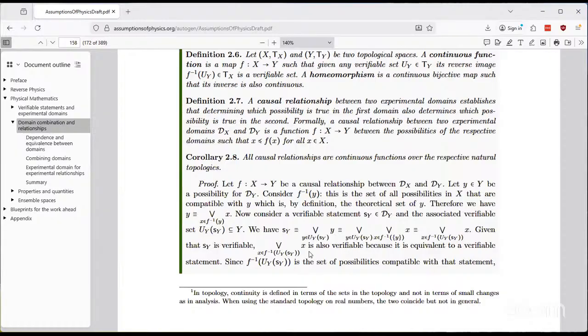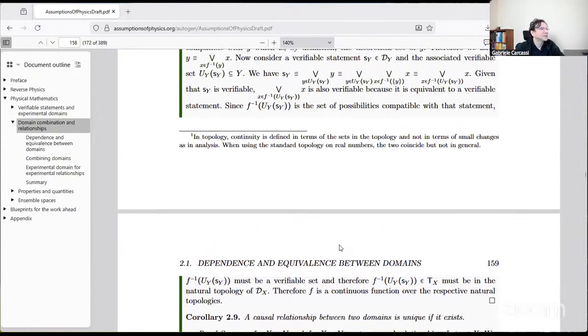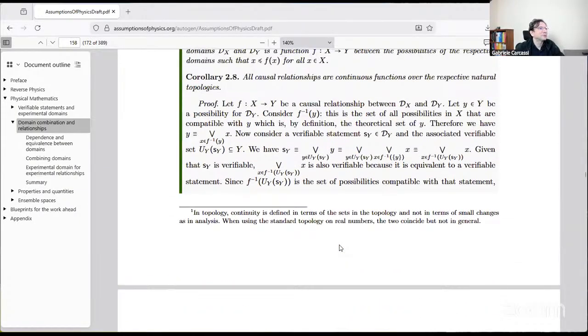Okay, I think we'll stop at the corollary. All causal relationships are continuous functions over the respective natural topologies. Is it worth going through the proof? I thought we would skip proofs because they become too technical.